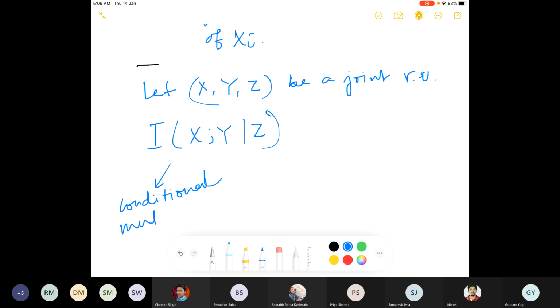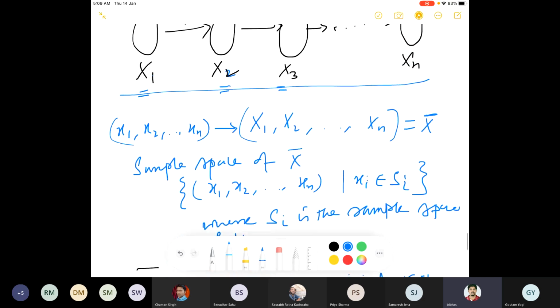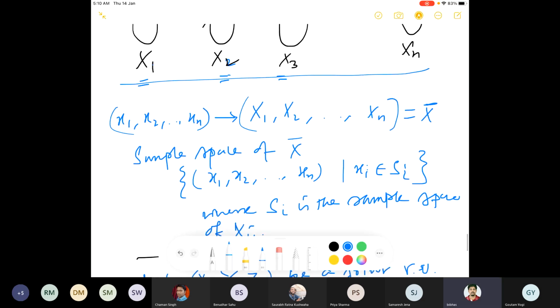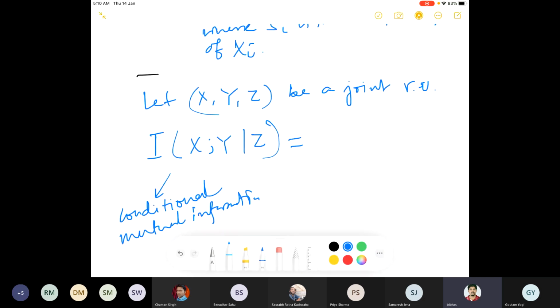Conditional mutual information. For example, here x, y, z could be like x1, x3, x2. Given some x3, what is the mutual information between x1 and x2? So how should it be defined?